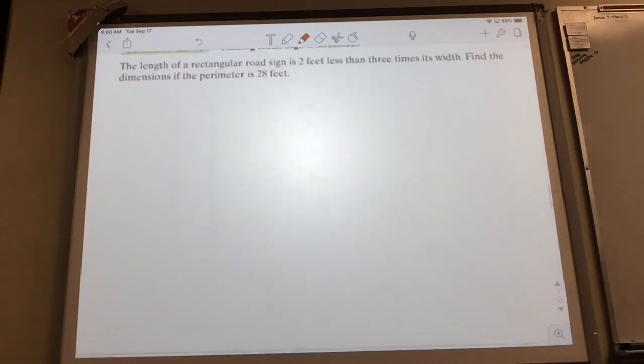The length of a rectangular road sign is 2 feet less than 3 times its width. Find the dimensions if the perimeter is 28. Okay? It says the length of a rectangular road sign. Go ahead and draw that rectangle, and then I'm going to have you try to work this one out.